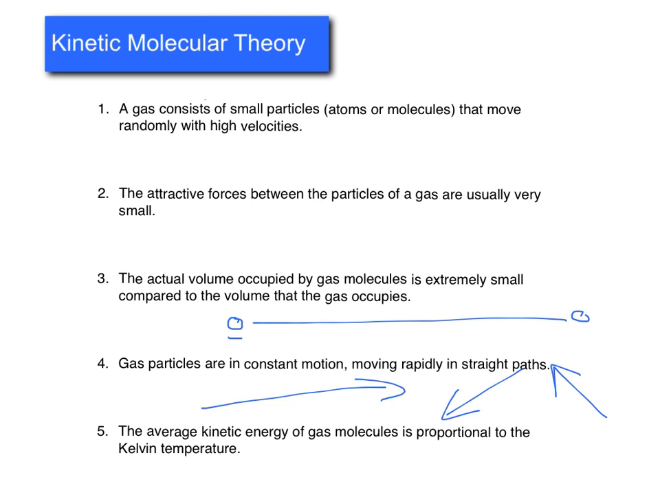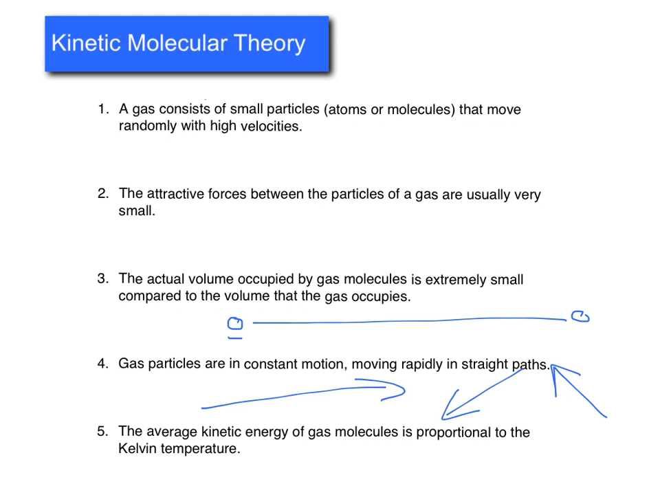All right, and then the fifth one is the average kinetic energy of a gas molecule is proportional to the temperature in Kelvin. For the most part this semester or this year we've only used temperatures in Celsius, but for the gas chapter all of our temperatures have to be in Kelvin. We'll go over in more detail how that affects our calculations and how to get that temperature.